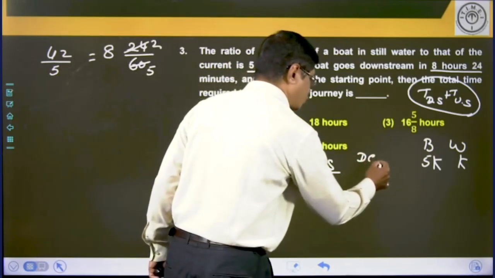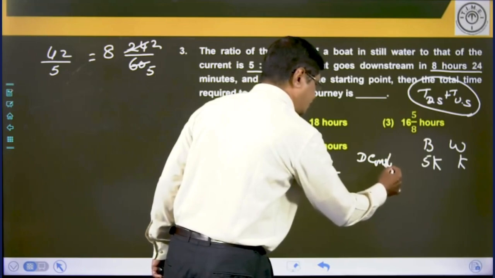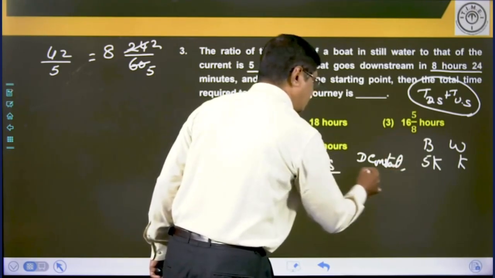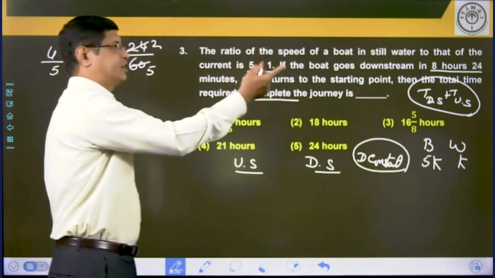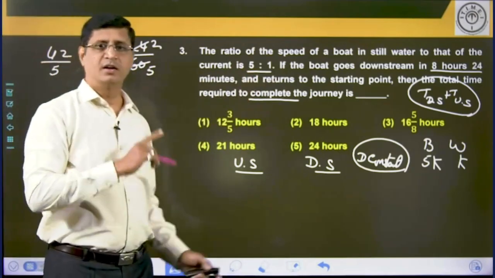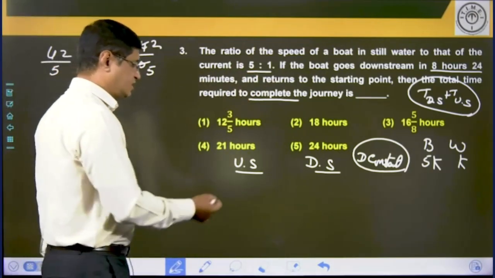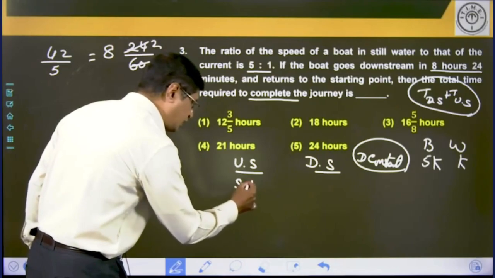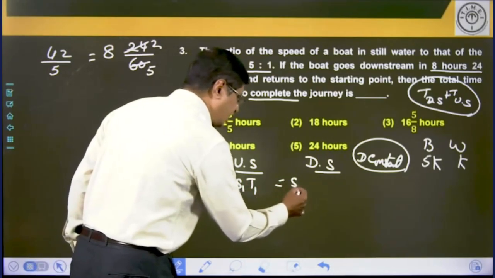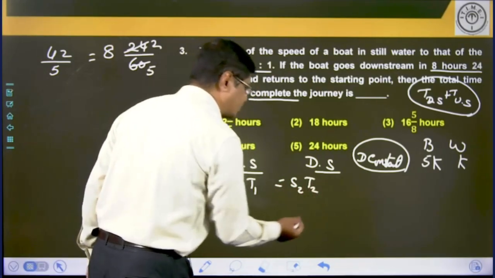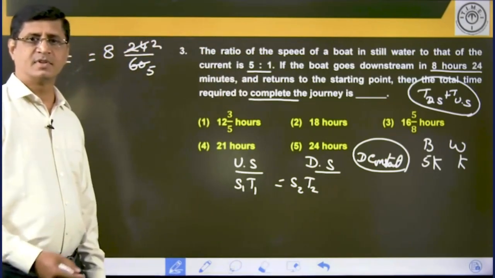Here distance is constant. So distance value is not given, but it is saying that he is moving from one place to another place and back to the starting point. Means distance is constant. Distance is constant means S1 T1 is equal to S2 T2. Apply this, you will get the answer easily.